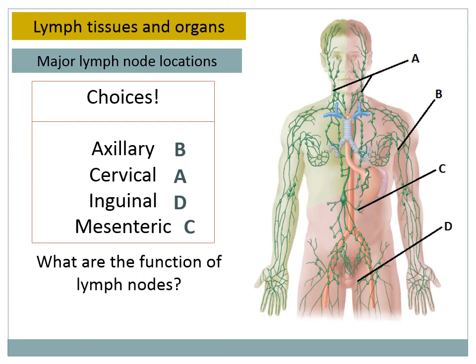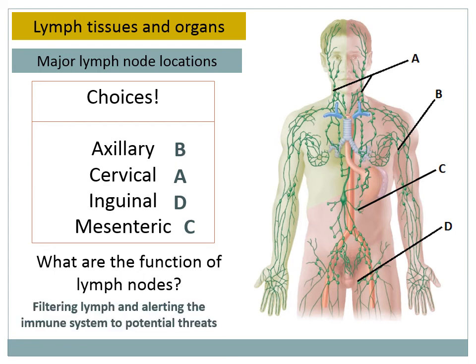What are the functions of lymph nodes? It's the same function as everything else. They're going to filter lymph. They're going to alert the immune system to potential threats. So just the same thing. Lymph in general, our lymphatic system, we're talking about filtering lymph and alerting the immune system to potential threats.